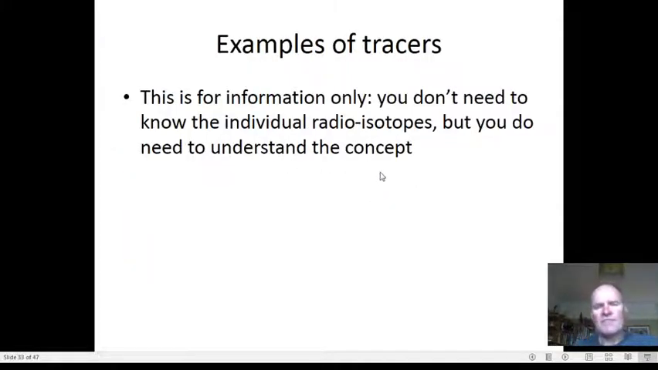Examples of tracers. This is for information only, to give you an idea and a bit of a flavour of what things are and where they go to and how they're used and different types. You don't need to know the individual names of these things, but you need to be aware of the general idea that different tracers, different molecules, go to different parts of the body, and different radioisotopes are used. So the idea is important, not the specific types.